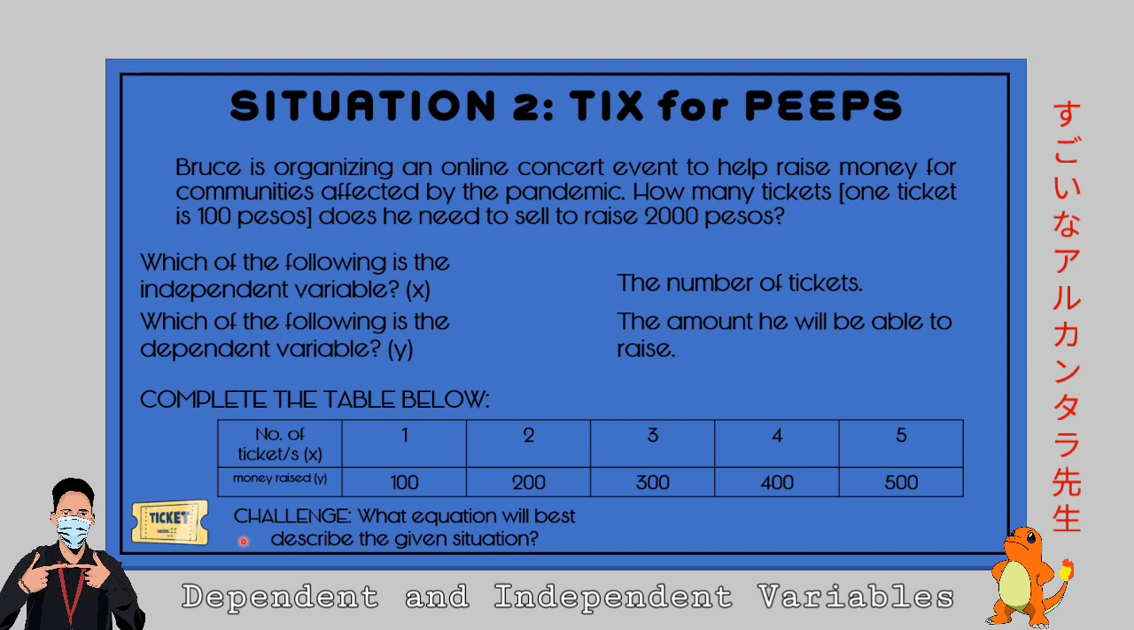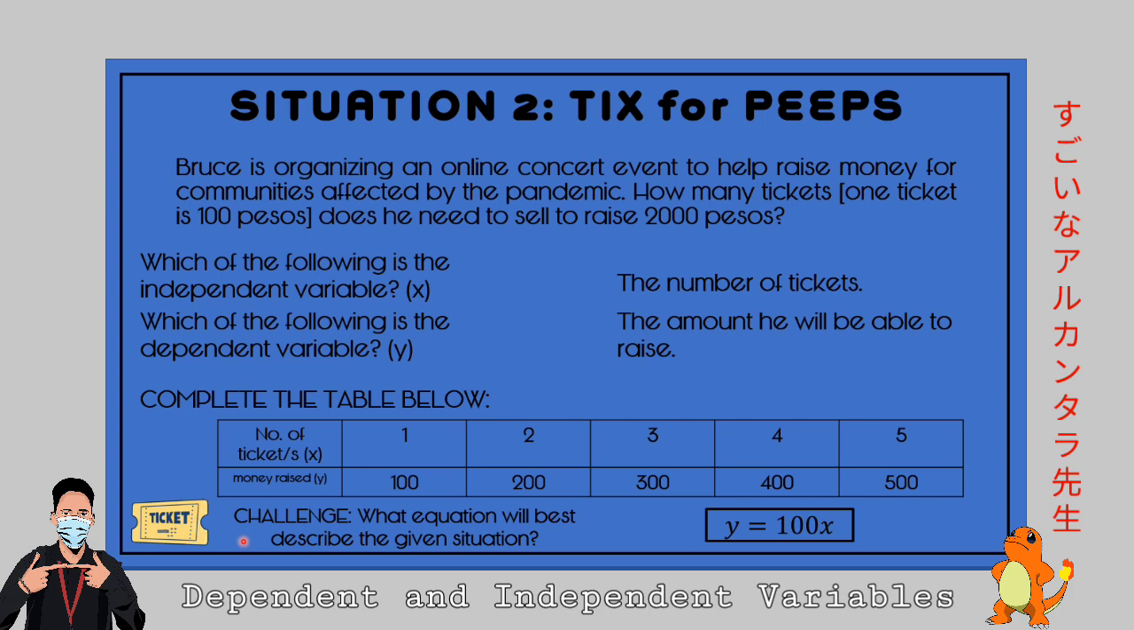But what do we need to put before the x? Or what do we multiply to x? In this case, if earlier it's 750, now we're going to multiply 100 instead. The reason for that is because x is represented by tickets. So for every ticket, you simply multiply that to 100. So that's how it works. So the question there is, how many tickets does he need to sell to raise 2,000 pesos?